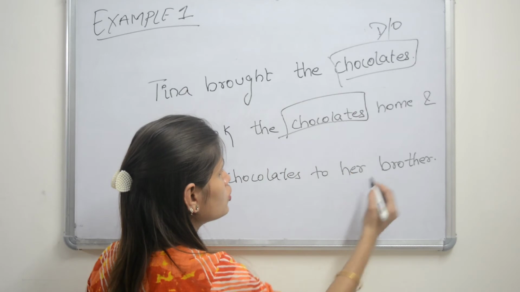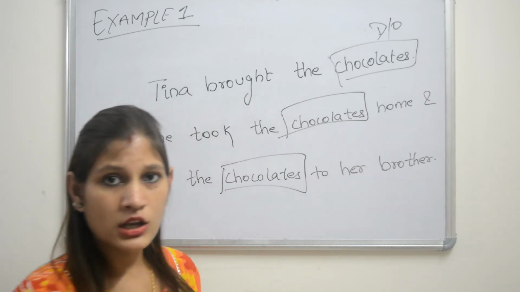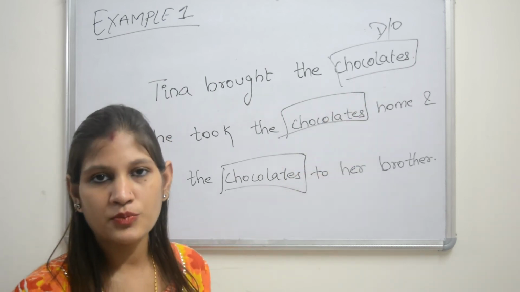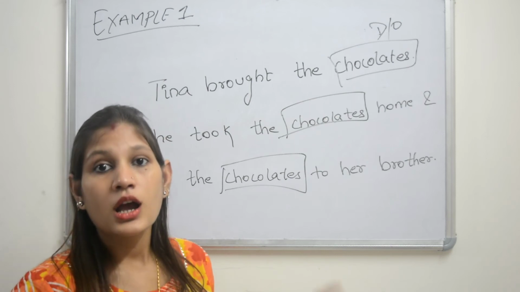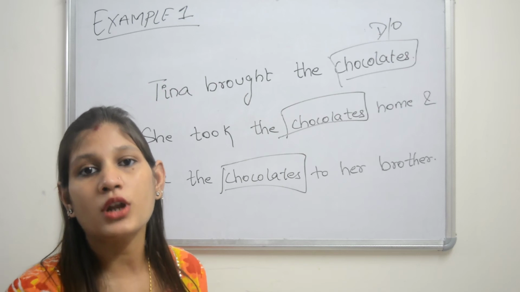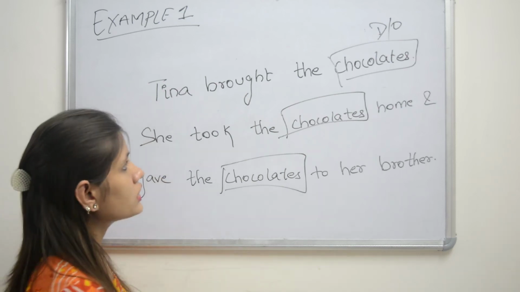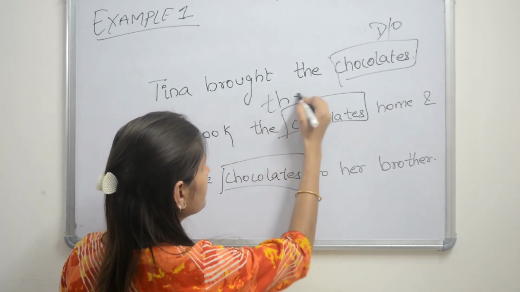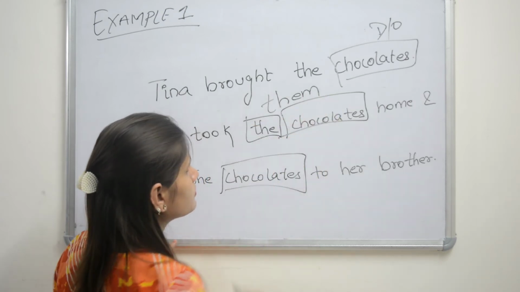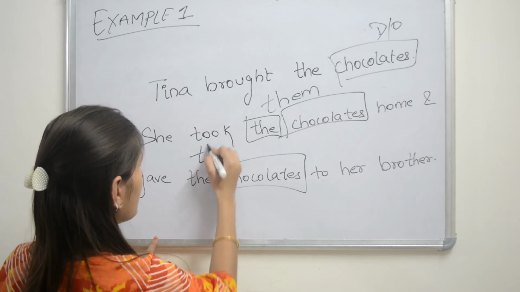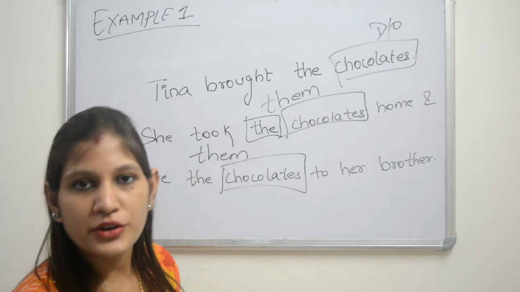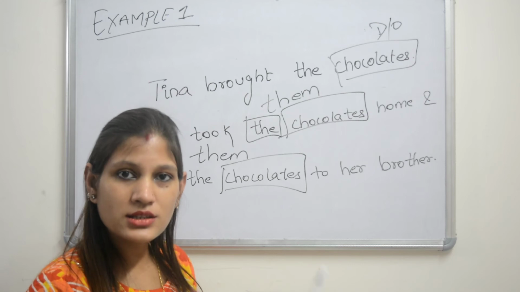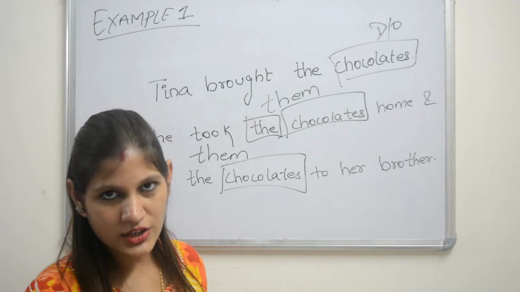Chocolates, chocolates, chocolates. Three times in a sentence chocolates has been repeated. Now we will change this chocolate with a pronoun. What is that? Tina brought the chocolates. She took them home and gave them to her brother. This is how we write in English, and this is how we write in Spanish.